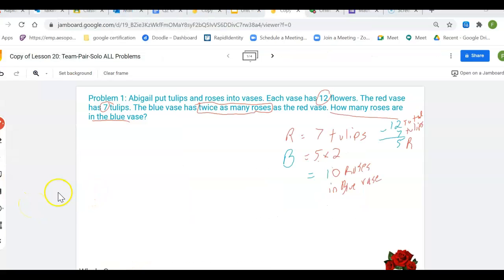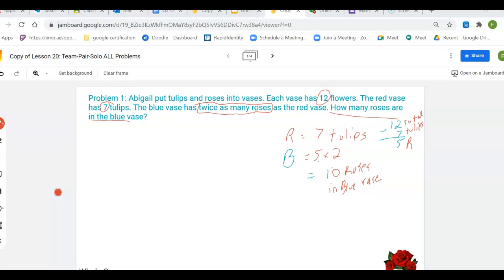Okay, so we're going to look at problem number 1 together. Abigail put tulips and roses into vases. Each vase has 12 flowers. The red vase has 7 tulips. The blue vase has twice as many roses as the red vase. How many roses are in the blue vase?